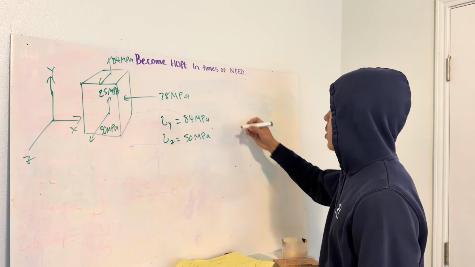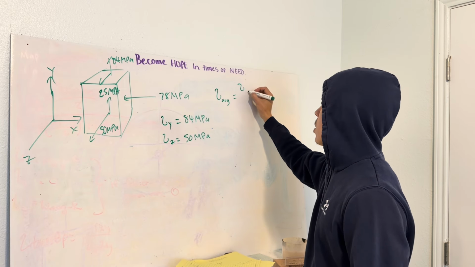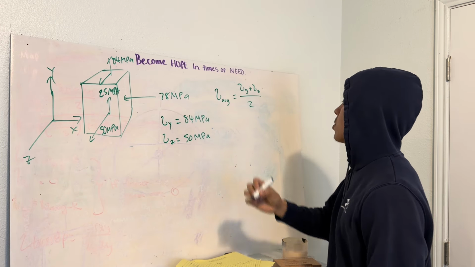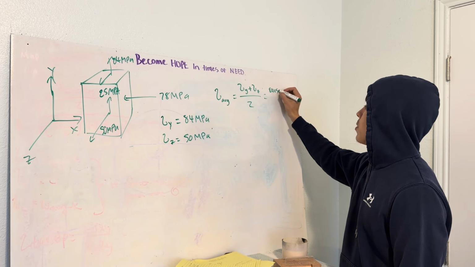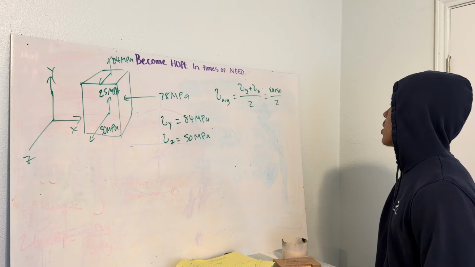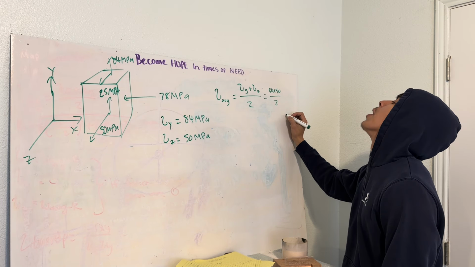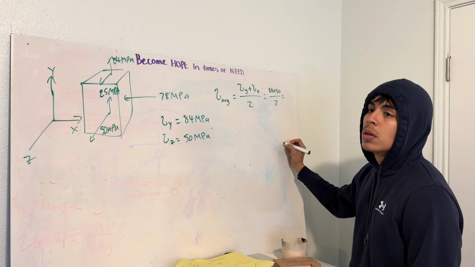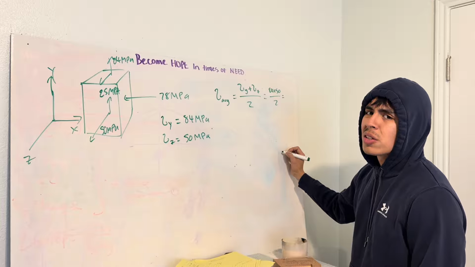How do we do that? Well, all you got to do is just do that sign. You do your stress in the Y plus your stress in the Z, divide that by 2. Once you do that, this is equal to 84 plus 50 divided by 2. What is that? 134 divided by 2. That's math. Is that 134? That is 134 divided by 2.